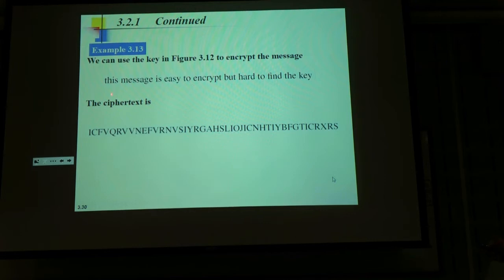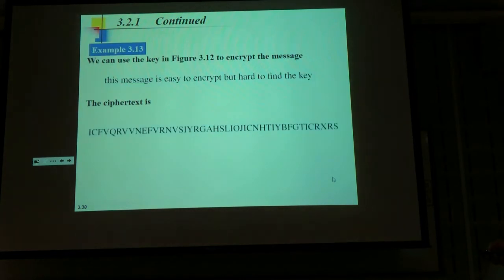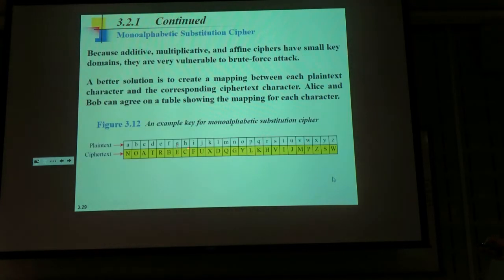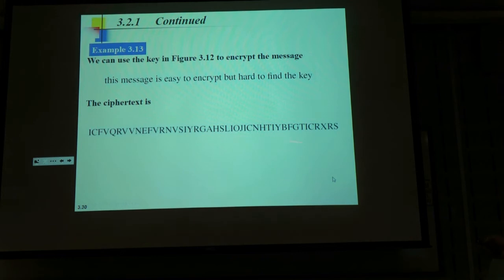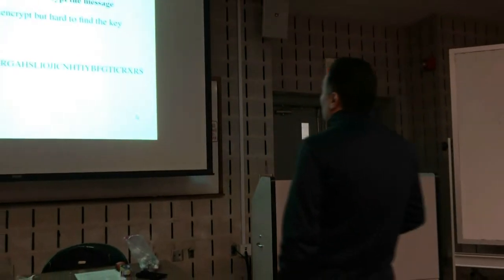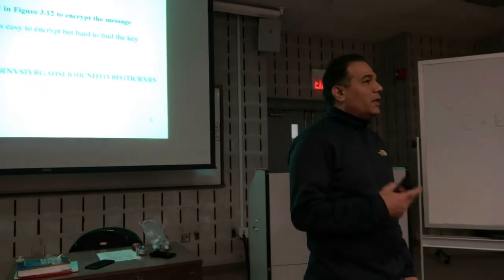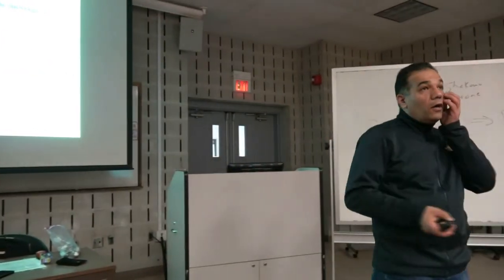So this message is easy to encrypt. For example, T. What is T? It is I. We put I. H, what is H? C. That's what we have, and we encrypt all the way. So the sender and the receiver only have to know the key. Is it easy to break? You could do a lot of statistical analysis until you get the results.